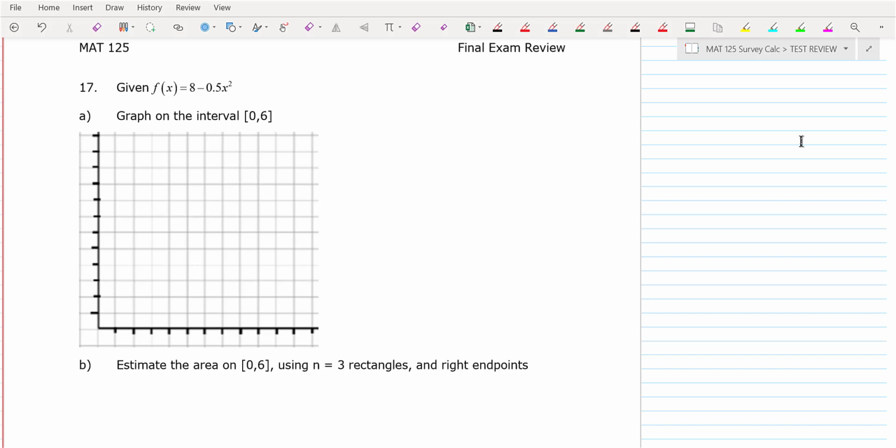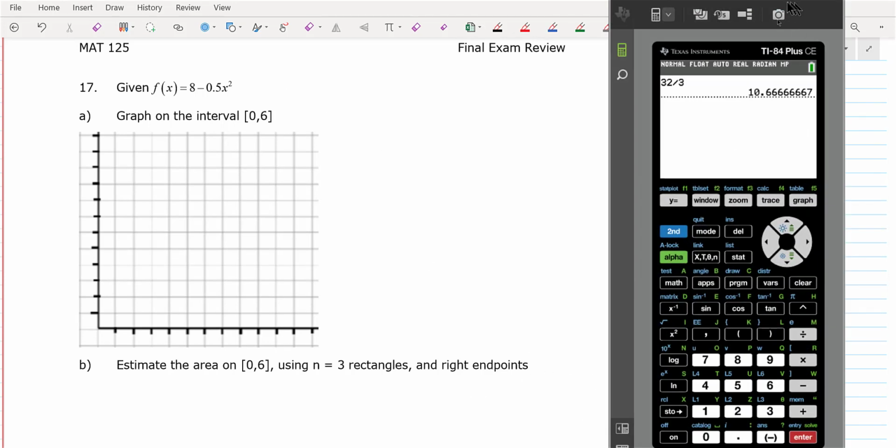You need one? Okay. So the other thing you want to know how to do is use rectangles to estimate an area under a curve. Now, we know how to do the exact area under the curve, but I want you to know how to do the estimation. So the way I'd go about doing a problem like this, first thing I'd do is just graph this. You've got your graphing calculator, so you can graph that.